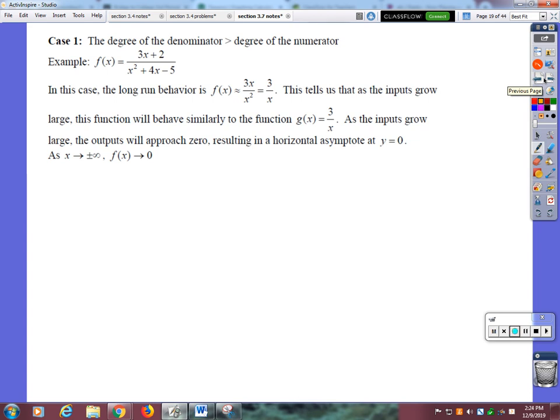The first case is when the highest exponent on the bottom is bigger than the highest exponent on the top. What I learned last year that I really like is to call this one bottom heavy. So bottom heavy means the highest exponent on the bottom is bigger. If you have a bottom heavy rational function, then what you will have is, let me rewrite this in a different way.